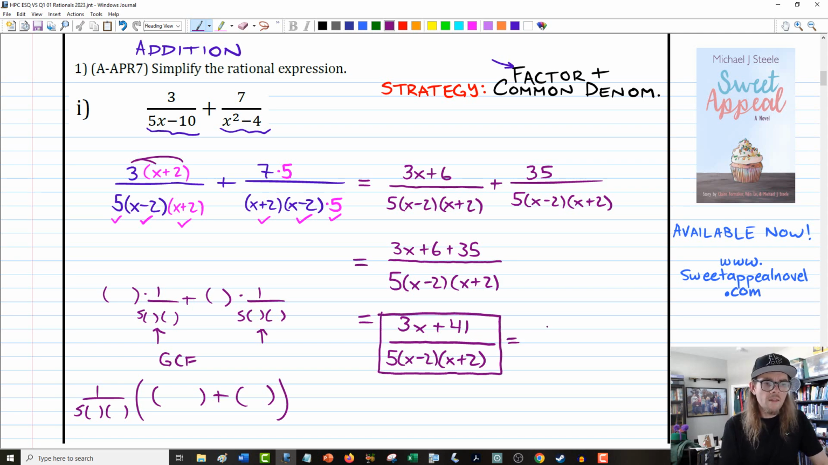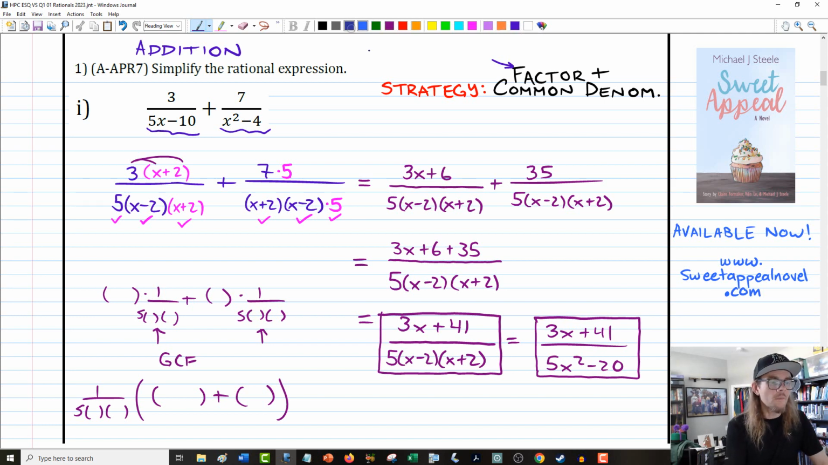If you did want to multiply this whole thing out, I'm not going to do the actual arithmetic to get you there, but if you're curious, you could write this as 5x squared minus 20 in the denominator. That would be correct as well. Now, if there's anything else here, what else could there potentially be? Like, what else could someone ask you for?